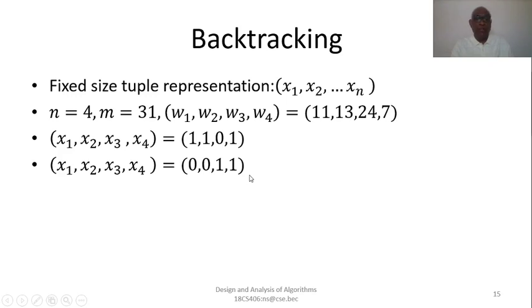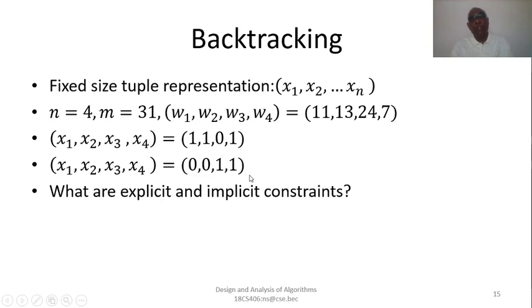Now let's try to answer a few questions. What are the explicit and implicit constraints here? The explicit constraints talk about the possible values xi can take on. So in this case, the possible values xi can take on are 0 and 1. So that's the explicit constraint. What is the implicit constraint? The implicit constraint, as defined by the problem itself, is sigma i is equal to 1 to n of xi wi should be equal to m, where xi is either 1 or 0 depending upon the ith weight is included or excluded. So this is the explicit constraint, xi equal to 0 or xi equal to 1.